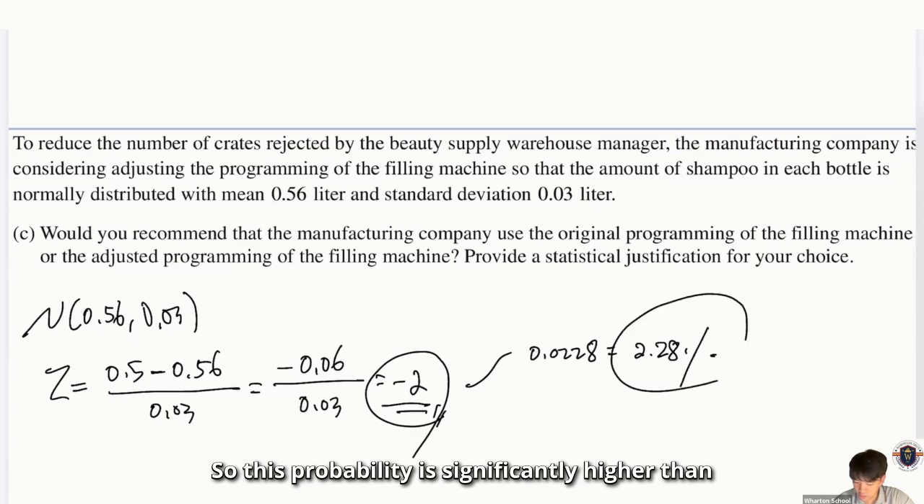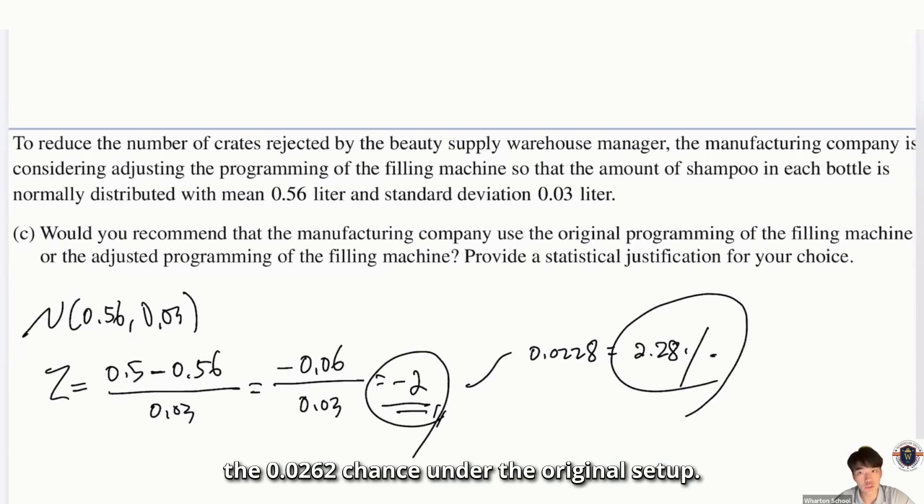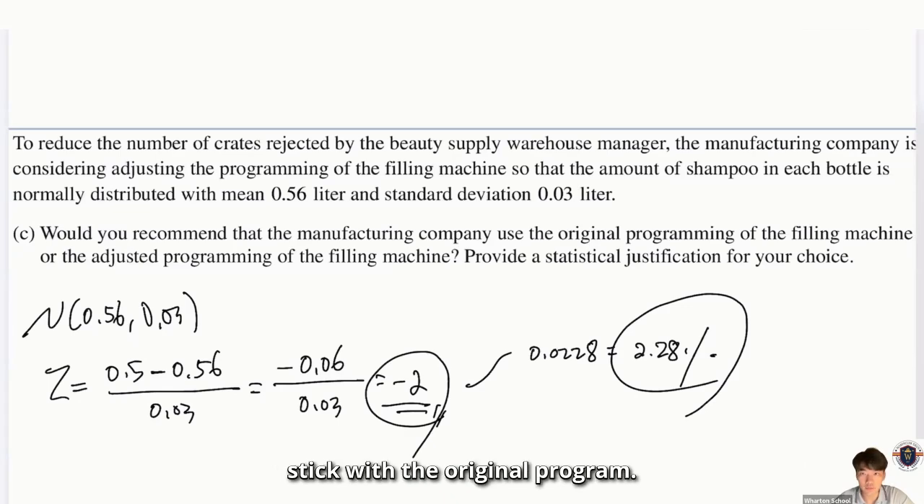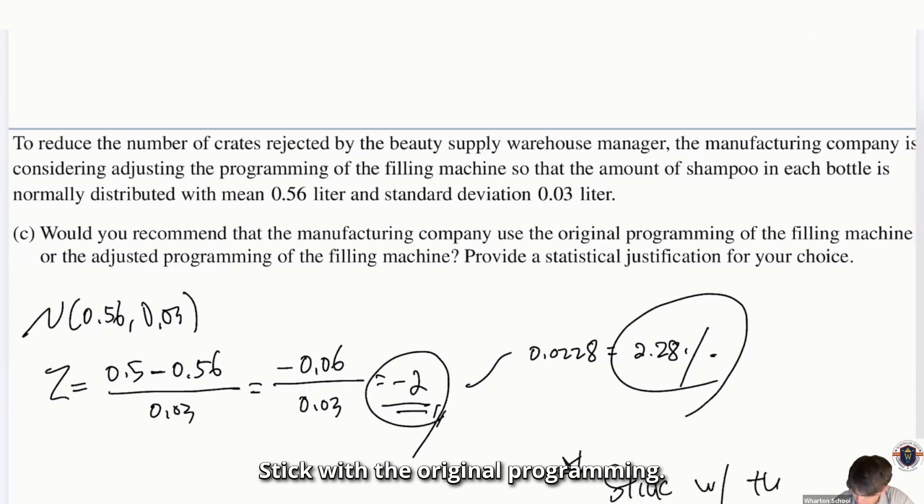This probability is significantly higher than the 0.0062 chance under the original setup. This means that with the adjusted program, there would be a greater likelihood of bottles being underfilled, leading to more rejected crates. Therefore, the company should stick with the original programming.